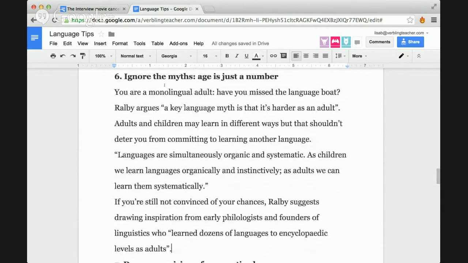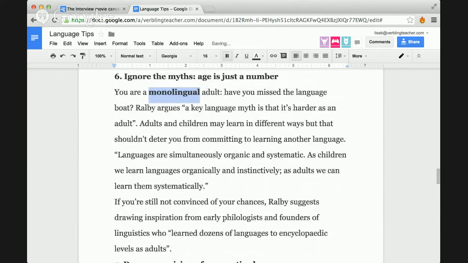Okay. All right, so you are a monolingual adult. So you only speak one language. That's monolingual versus like bilingual, trilingual, multilingual, that kind of thing.